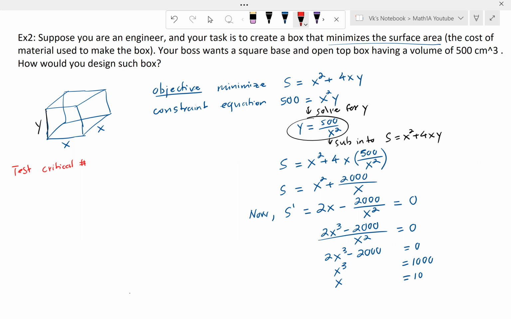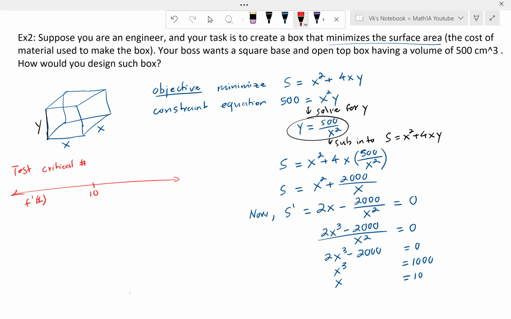And it is a pretty simple test here. You either use the first or the second derivative. So critical number is 10, right? Pick a number here. So f prime of 0. Let's say put 0 in here. Then we have, no, we cannot use 0 because that is the dimension of the box. It has to be more than 0.